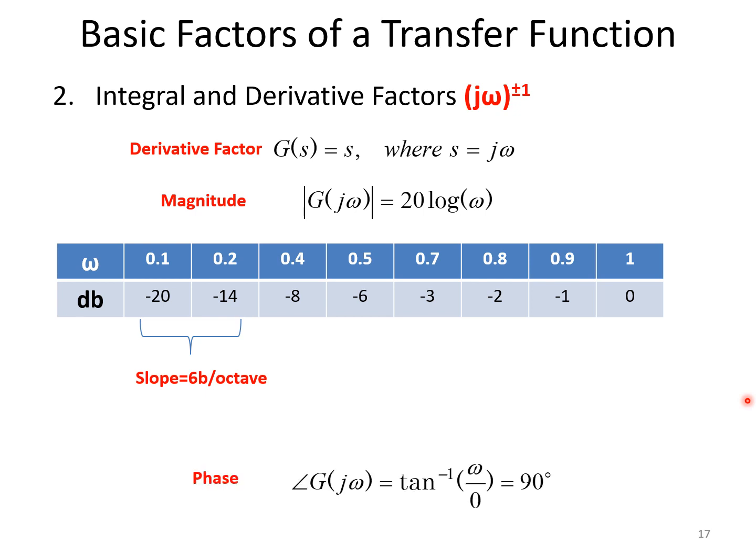And similarly the phase value is taken as angle of j omega, which is nothing but equal to tan inverse of omega by 0, which you will get as infinity. Tan inverse of infinity is nothing but equal to 90 degrees. So just remember this: the phase value for a derivative factor is equal to 90 degrees and its magnitude is always 20 log of omega. These things you must remember to draw your Bode plots.